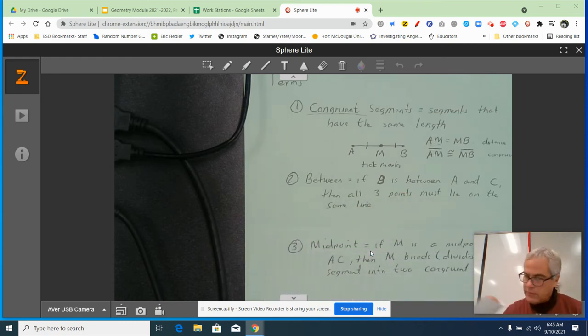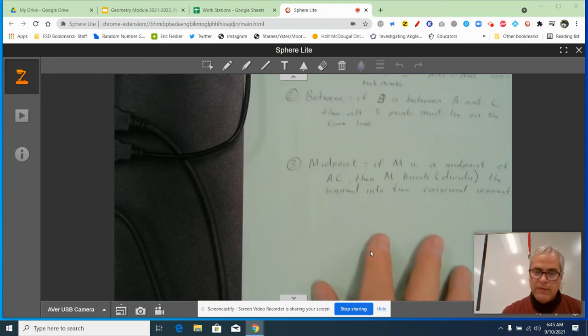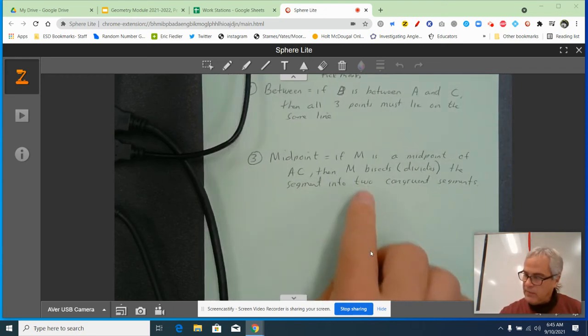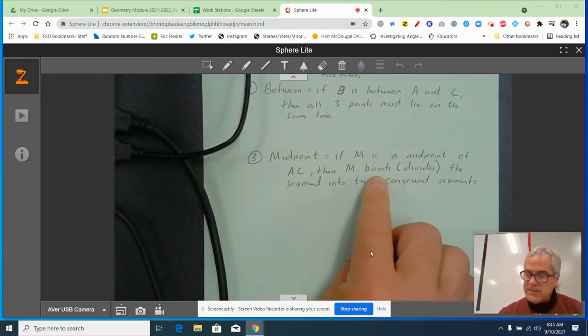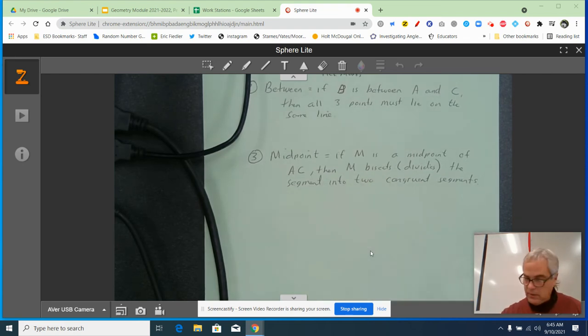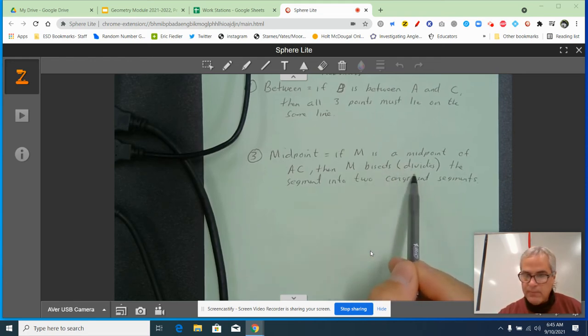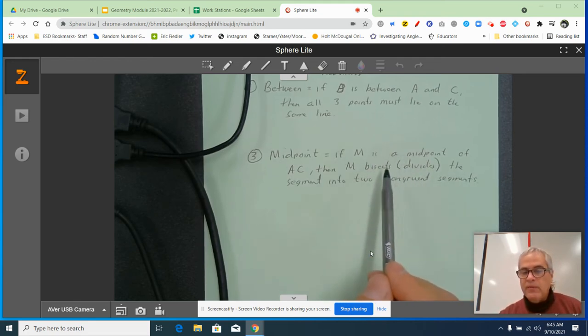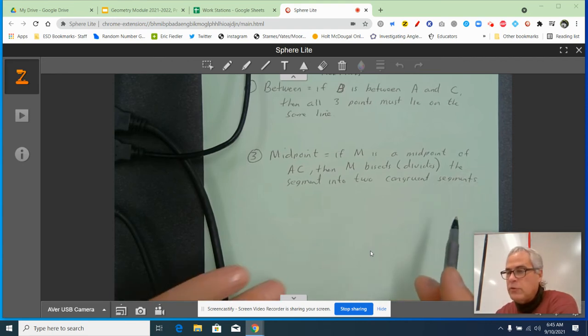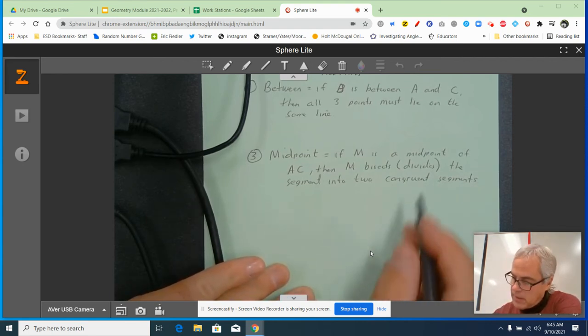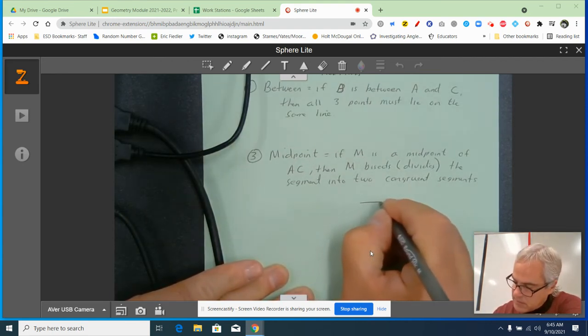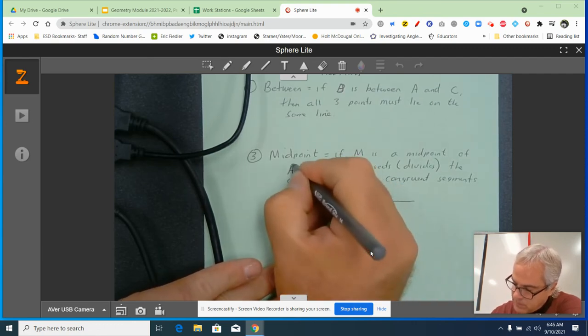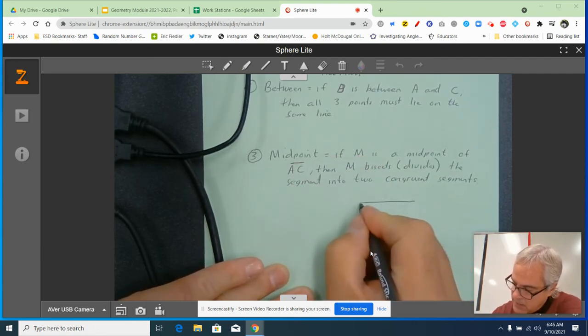Our third term is midpoint. If M is a midpoint of AC, then M bisects. This is a rare thing that you'll see, a vocab term inside of another vocab term. Bisects means divide. If M is the midpoint of AC, then M bisects the segment into 2 congruent segments. So AC is our segment, and this actually should have a segment symbol above it.